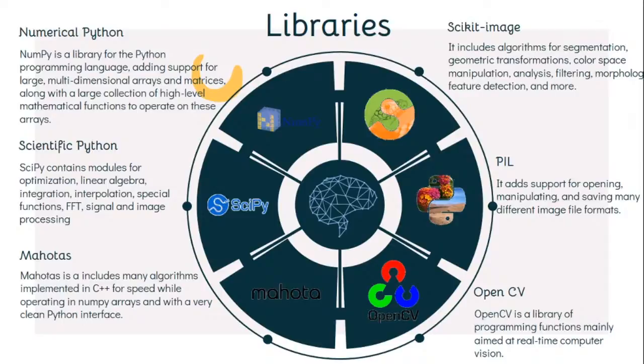So a lot of these kinds of operations we require can be done with the help of NumPy. And if you take SciPy, that is scientific Python, for linear algebra, integration, special functions, fast Fourier transform, or signal as well as image processing, we can go for SciPy. So these are the basic libraries which you can use for your normal basic computer vision application designs.